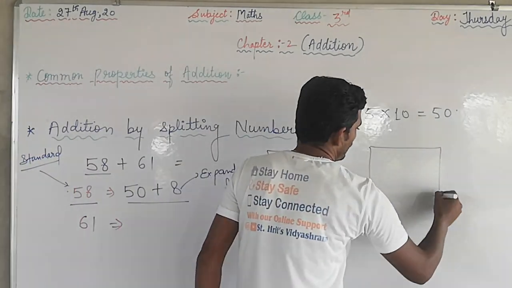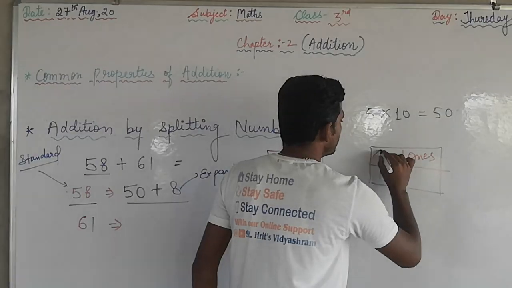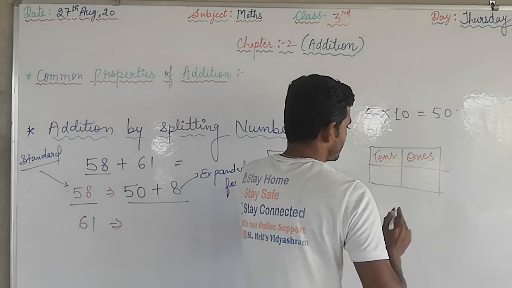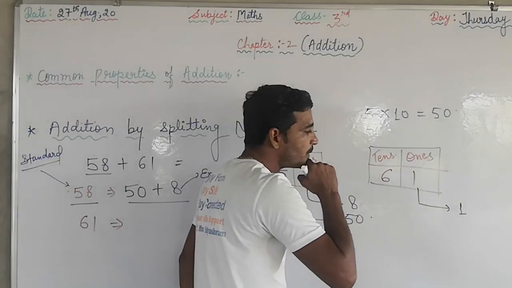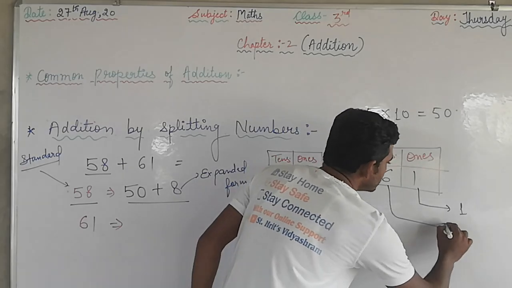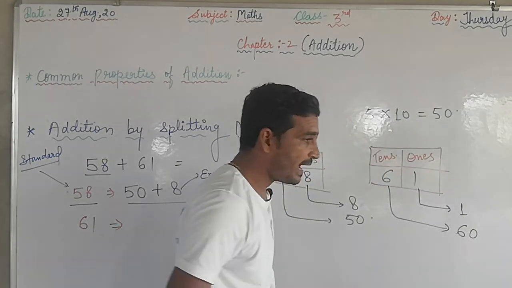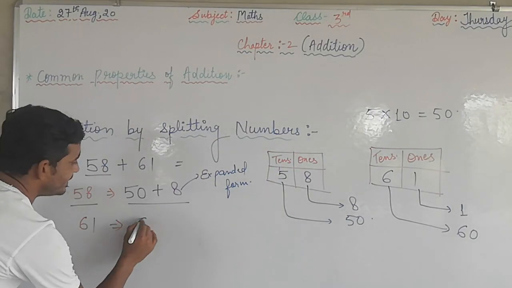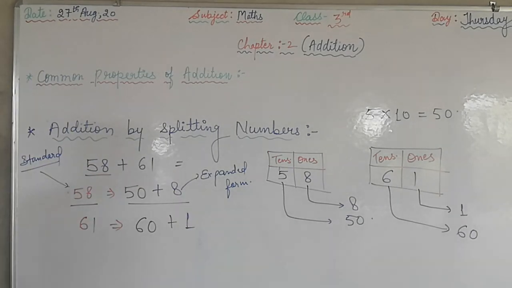Now expand the next number also, that is 61. First position is ones place, then second is tens place. 1 is at ones place, there will be no zeros. Then 6 is on tens place, means 6 is written as 60. Why? Because it is at tens place. Now 60 plus 1.